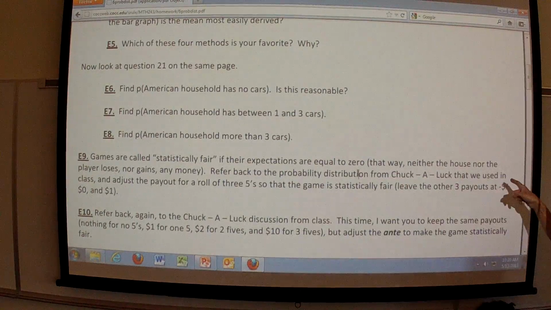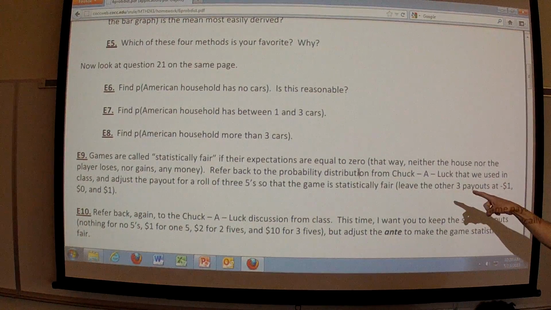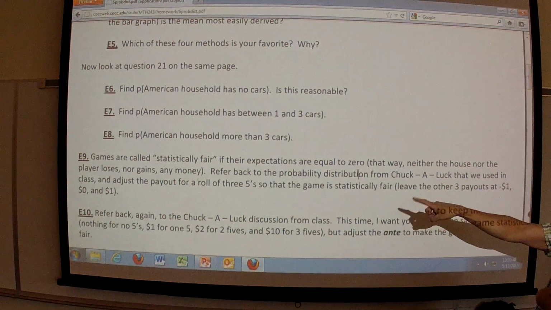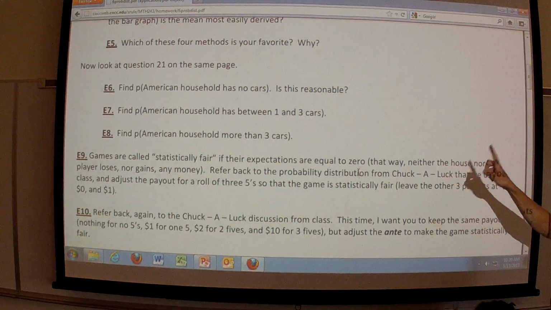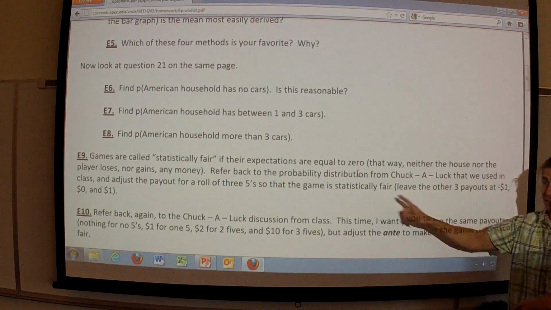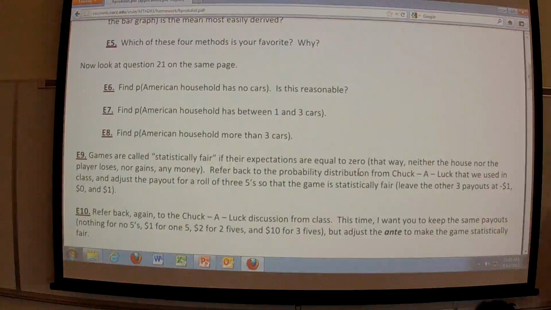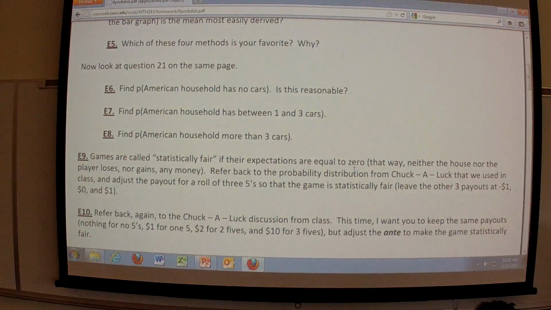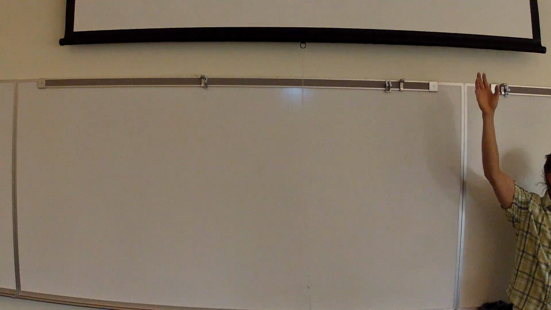So instead, refer back to the distribution from Chuck-a-Luck that we used in class and adjust the payout for a roll of three 5s so the game is statistically fair. Awesome. I'm going to need your help on this one because I need that distribution of probabilities from class. I use the random simulator to generate those probabilities, and every class is a little bit different, so I want to make sure that I match your distribution.